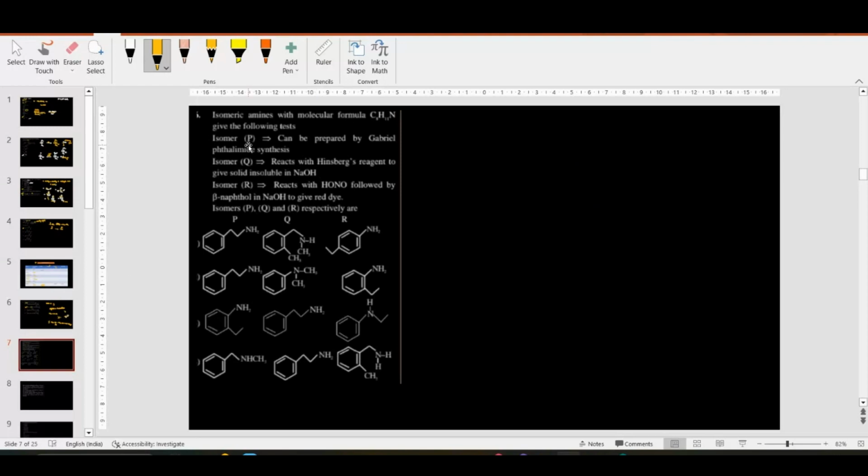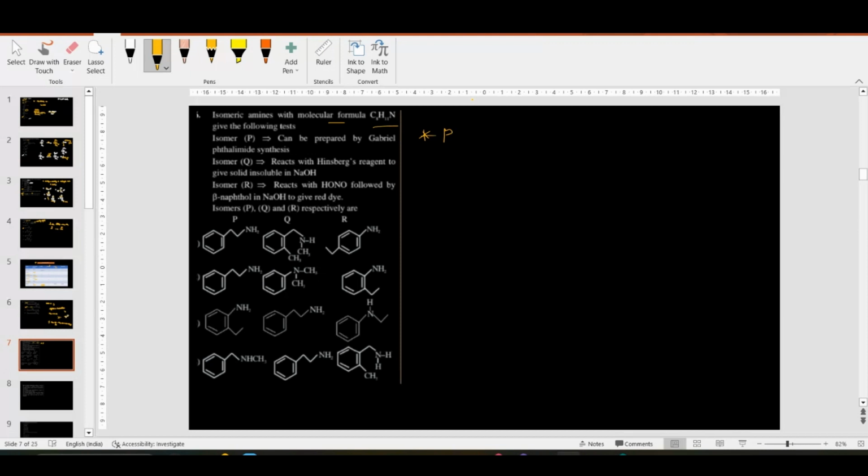So here they are asking about isomeric amines with a given molecular formula. They have given this molecular formula, and the following tests. Isomer P can be prepared by Gabriel phthalimide synthesis. They have given the molecular formula over here, and they have given options also. You just need to check each and every option. So first P. Let's talk about P. They have given that it can be prepared by Gabriel phthalimide synthesis.